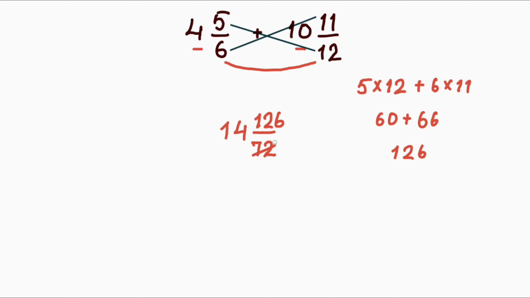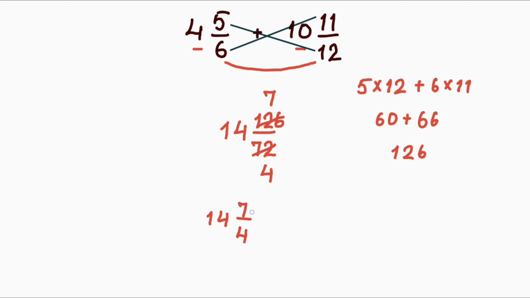So divide both sides by 18. This becomes 4, 7. So the value finally becomes 14, 7 by 4. Now if numerator is less than denominator, you can leave it as it is.